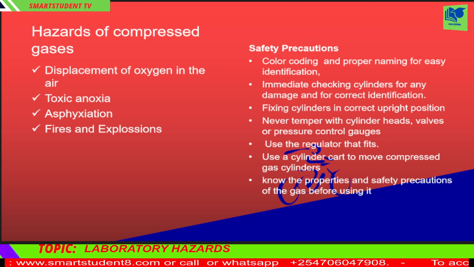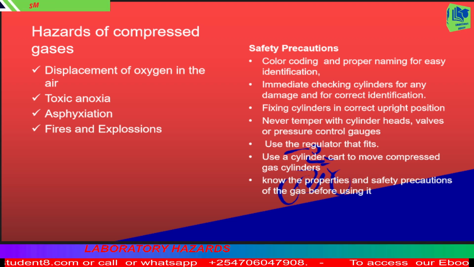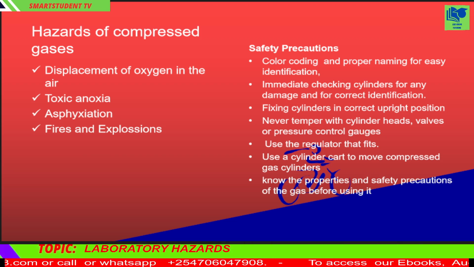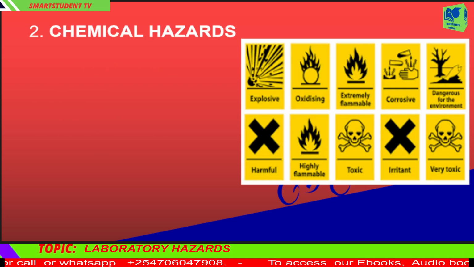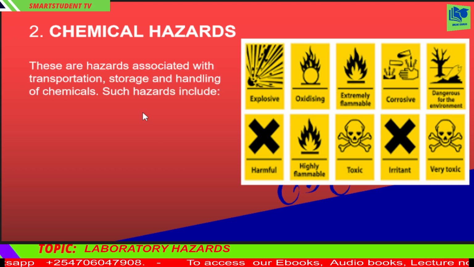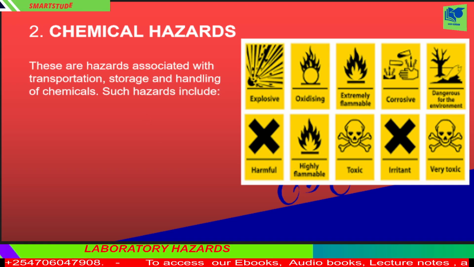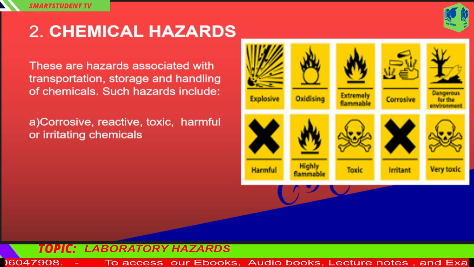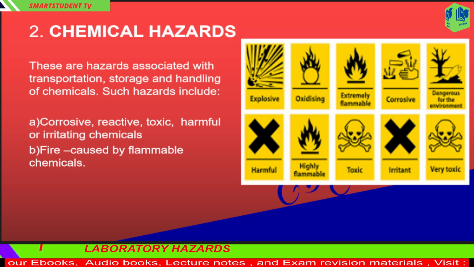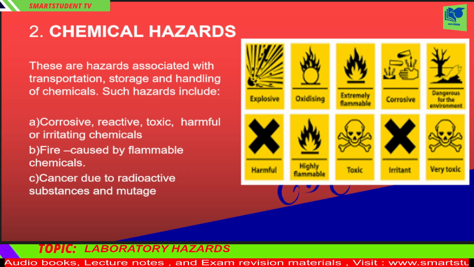15. When using compressed gas cylinders, you should know the properties and safety precautions of the gas before using it. 2. Chemical hazards. Chemical hazards are hazards associated with transportation, storage, and handling of chemicals. Such hazards include: A. Corrosive, reactive, toxic, harmful or irritating chemicals. B. Fire caused by flammable chemicals. C. Cancer due to radioactive substances and mutagens.